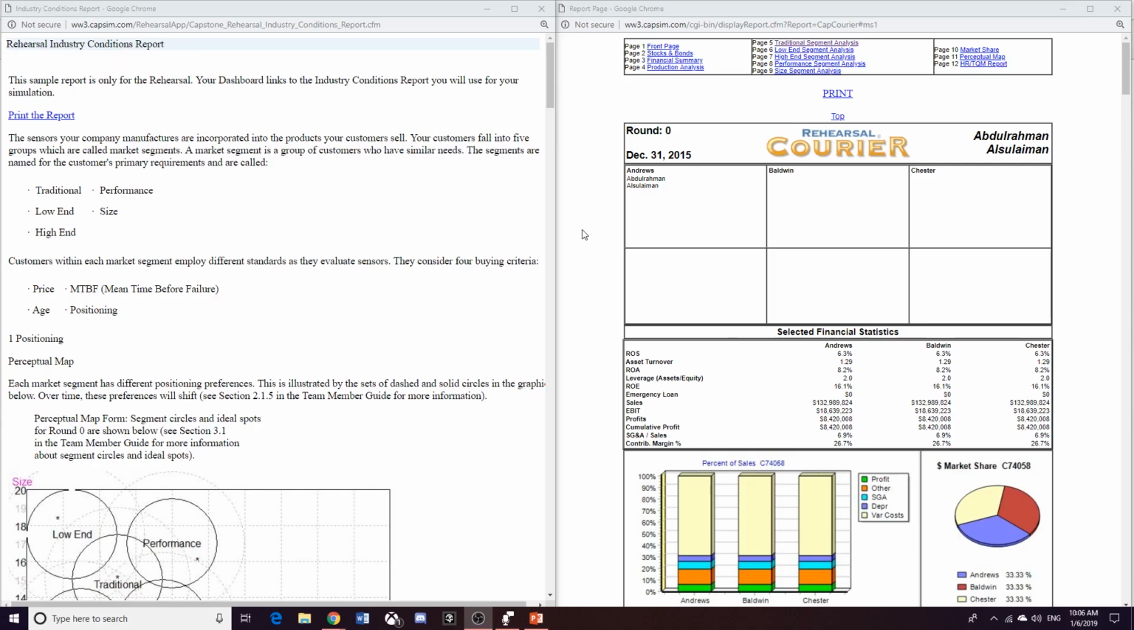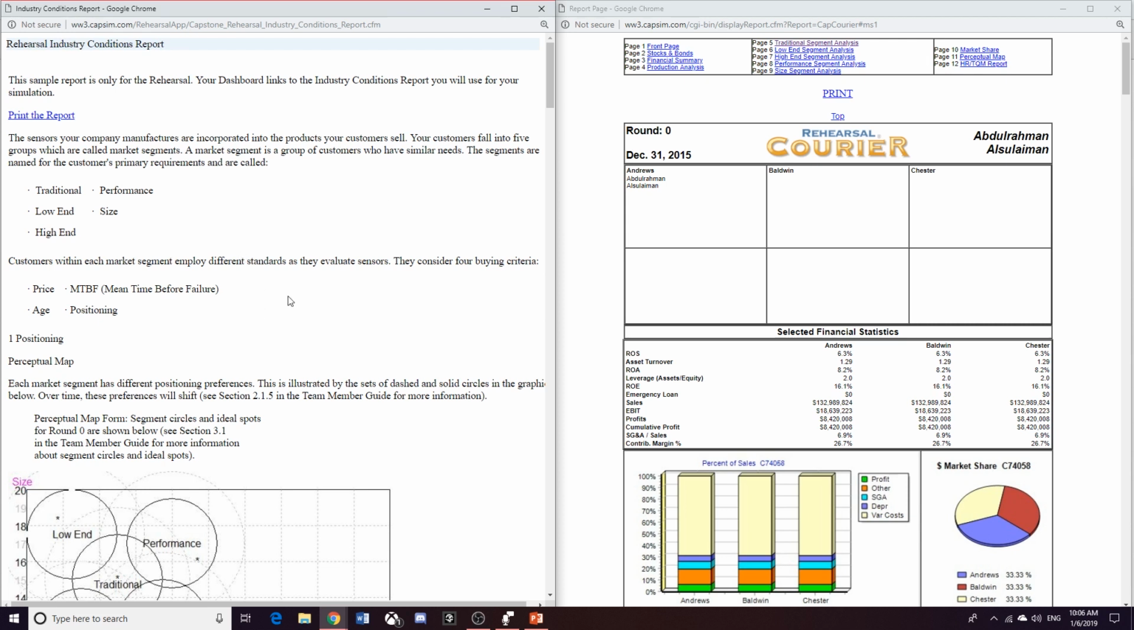Okay, for this part, for customer buying criteria, you will need two reports. Both of them, you can get them under reports on Capsim. The first one is your Capsim courier report, and the other one is your industry conditions report. You'll need these two to figure out your customer buying criteria.